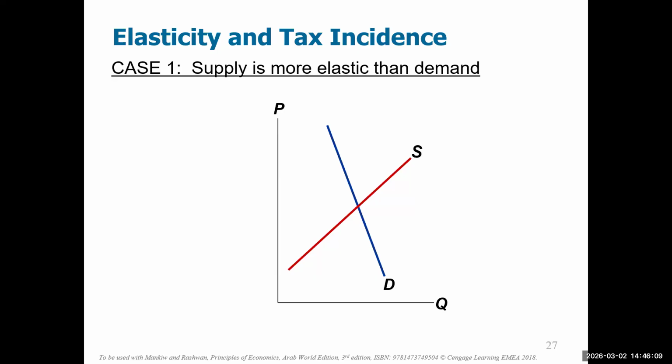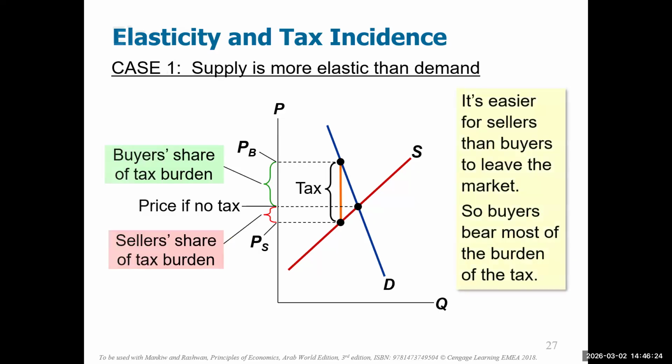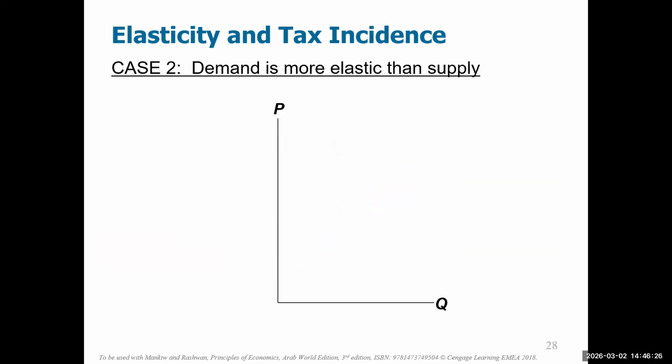It depends on elasticity. Now, this is pretty straightforward in the sense that supply is more elastic, suppliers leave the market, consumers remain, so they bear the most burden. What if I reverse this? See, suppliers pay more, right? What if I reverse this? Demand is more elastic than supply.